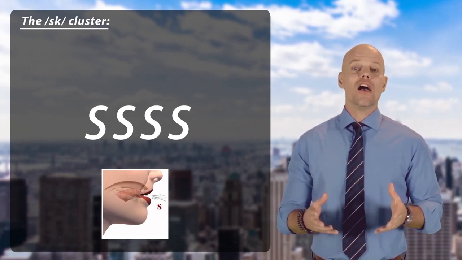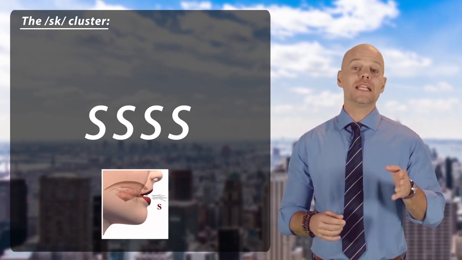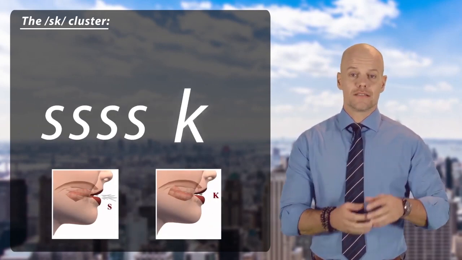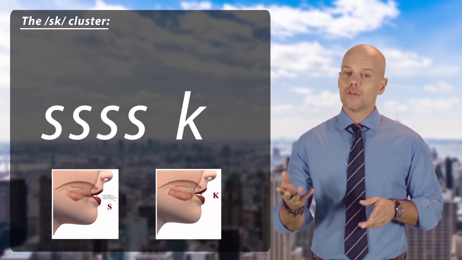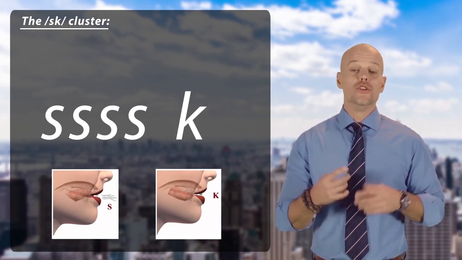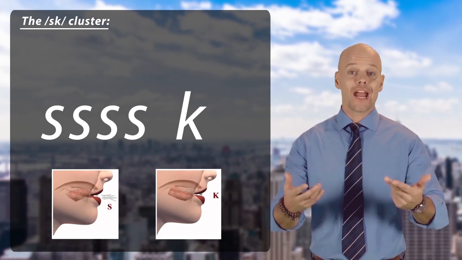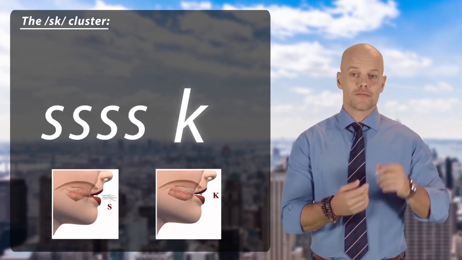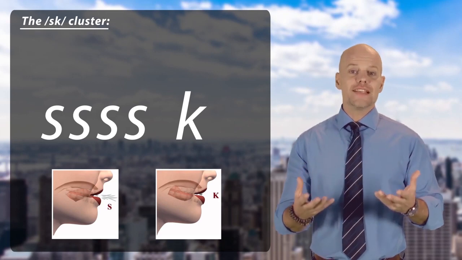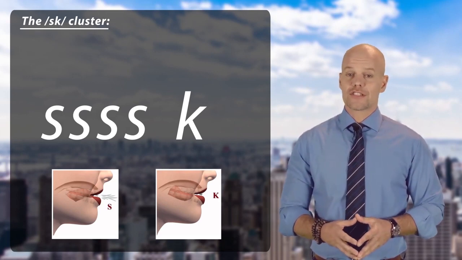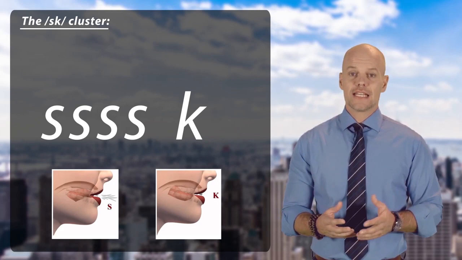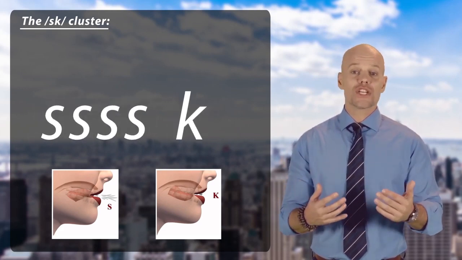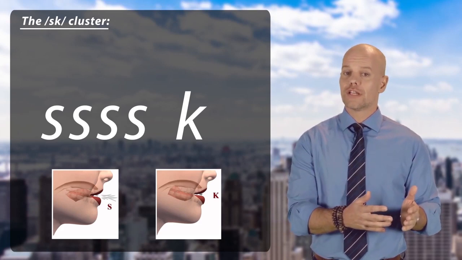Next, say a long s and simply add a k at the end. S, k. While you're holding the s long, use the time to prepare for the k sound. S, k. If this is difficult for you at first, then say them separately. S, k. And practice switching from one to the other.